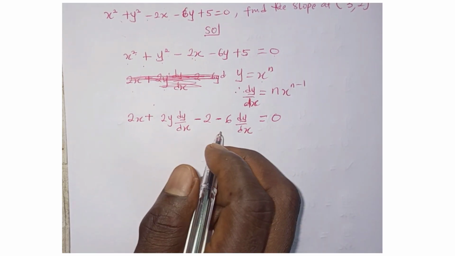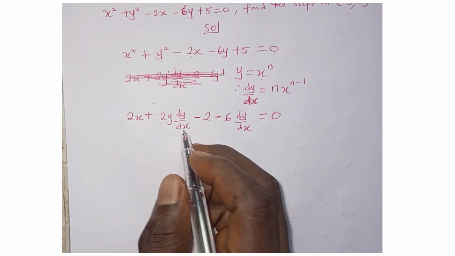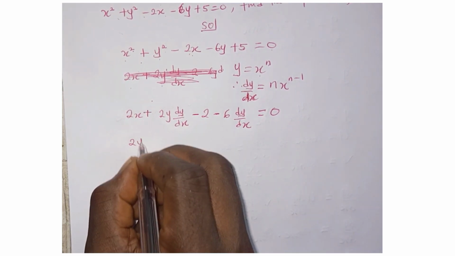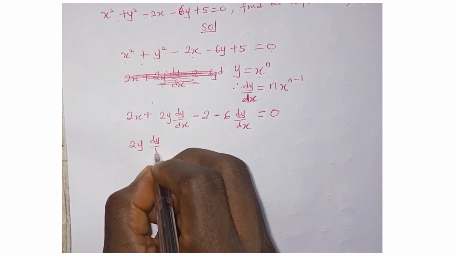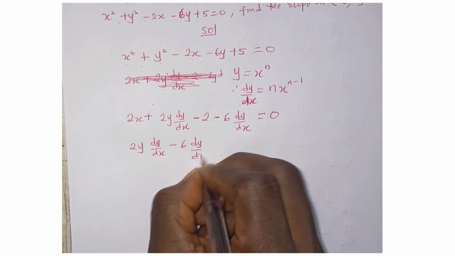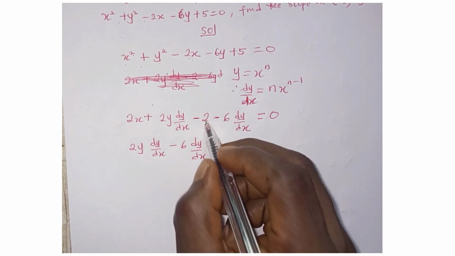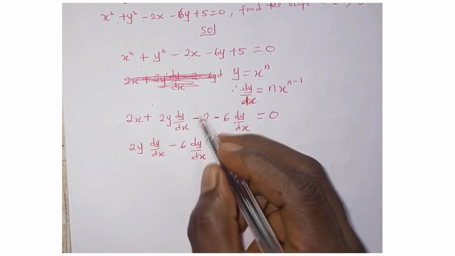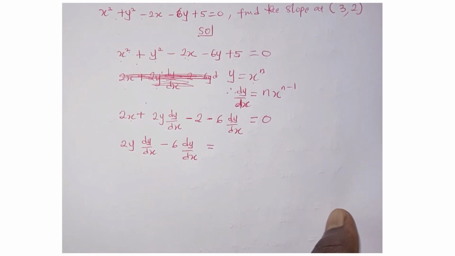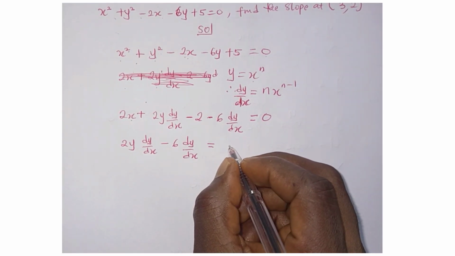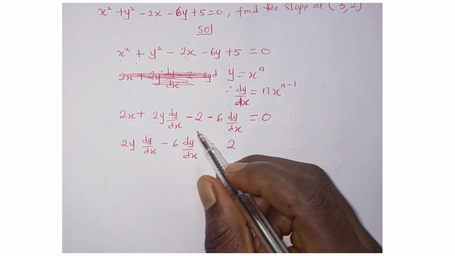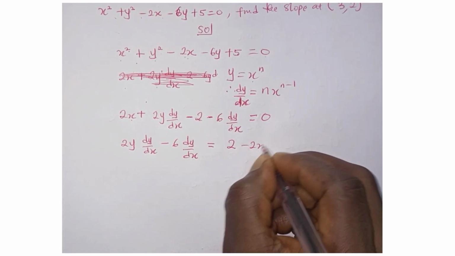So I will now group like terms, that is the coefficients with dy/dx together. It will now be 2y dy/dx minus 6 dy/dx. Now, these two terms without dy/dx will cross to the other side of the equality. So it will now be equal to, if this minus 2 crosses, it becomes plus 2. If this 2x crosses, it becomes minus 2x.